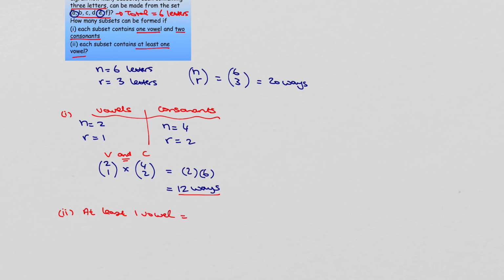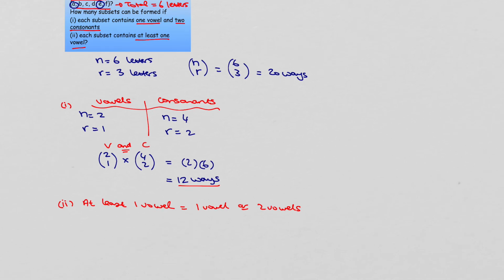Would mean that we have 1 vowel or 2 vowels, because I only have 2 vowels in my list, A and E. So they're the only 2 possibilities. So we could work out what it is to get 1 vowel, which would mean 1 vowel, 2 consonants, or 2 vowels, which would mean 2 vowels and 1 consonant.